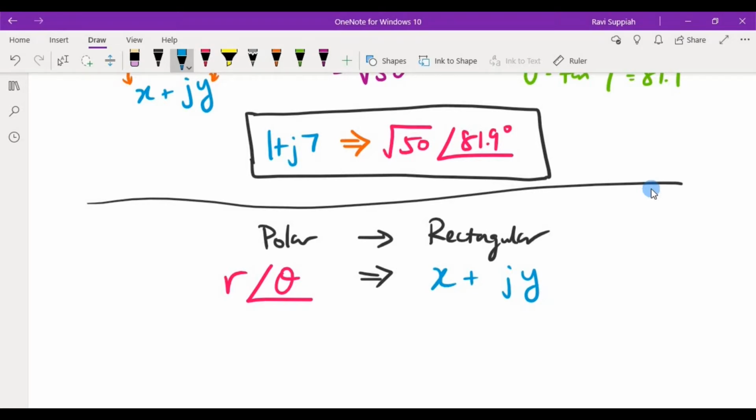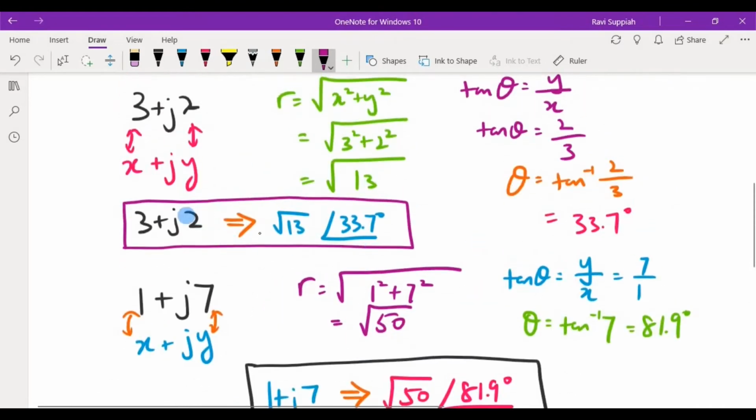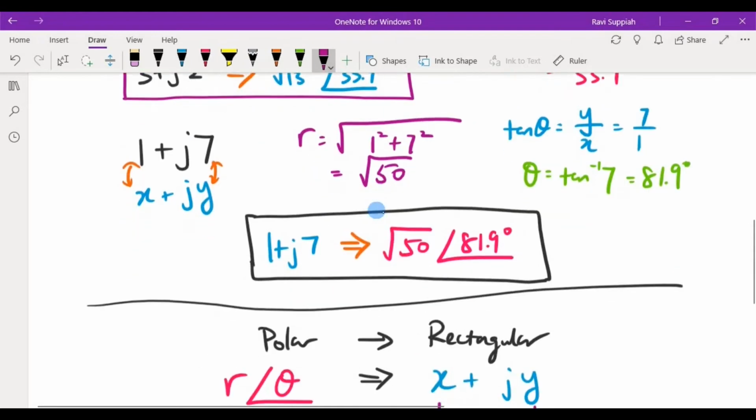So I must be able to derive x and y given r and theta, and the formula is given as this, where x is r cosine theta and y is r sine theta. Now let's look back at what we just did. I'm going to take this polar form here, square root 13 and 33.7 degrees, and let's see how we can convert it back to its rectangular form.